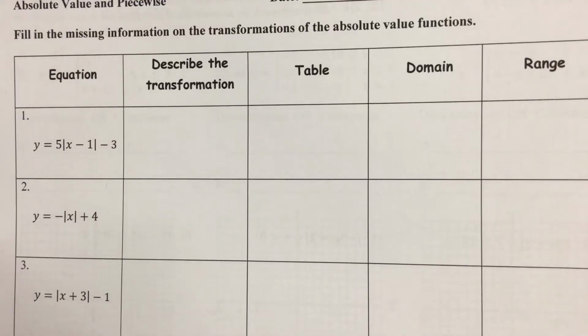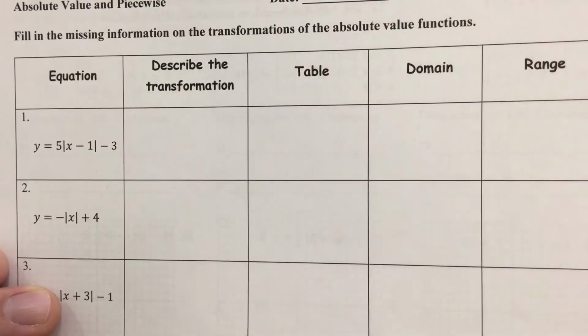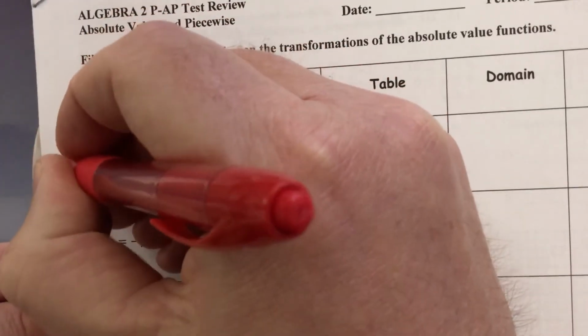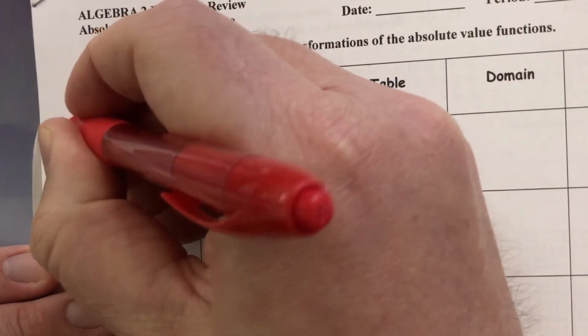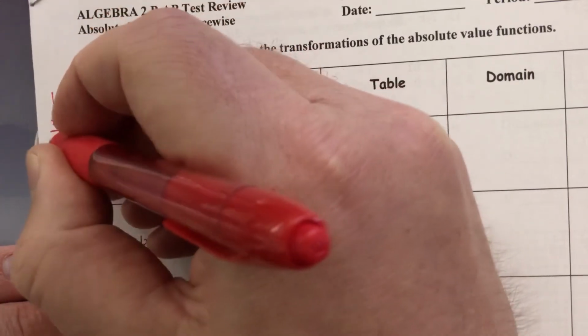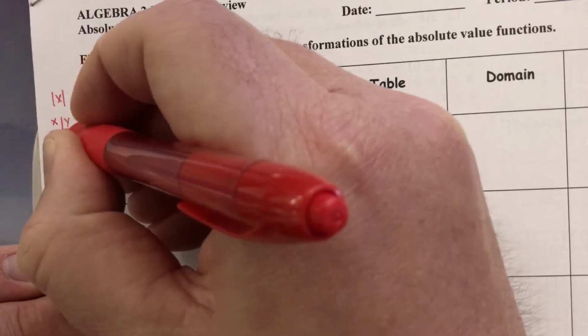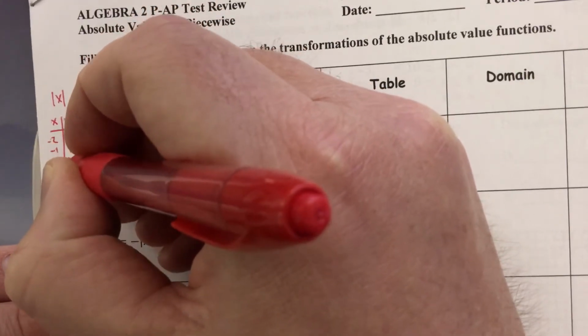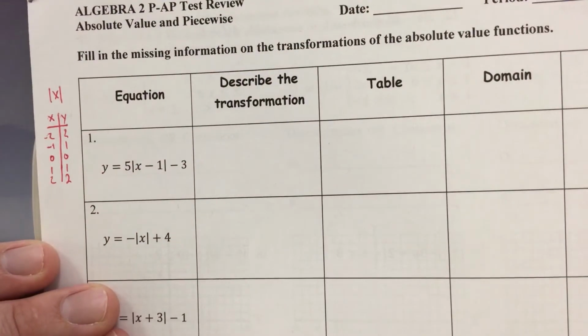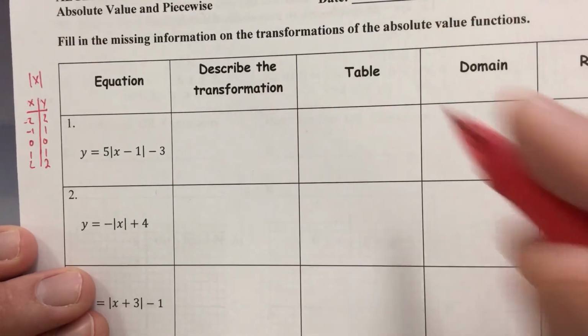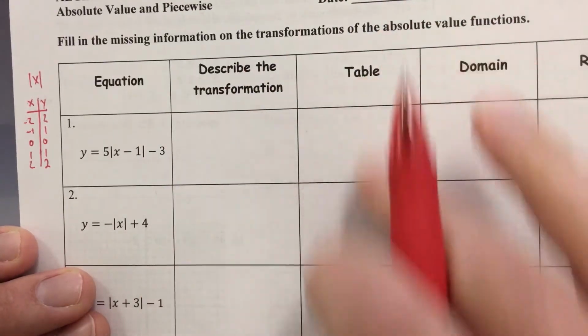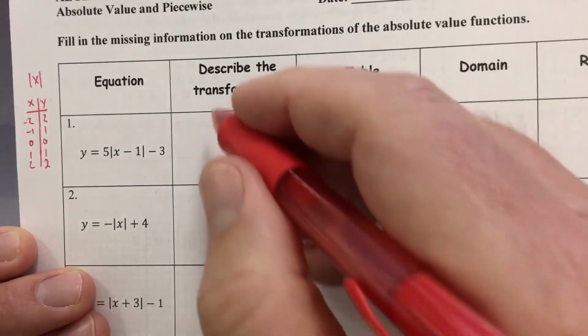Okay, here's the key for the test review for Monday, piecewise functions and absolute value. So the first type of questions, we're going to use the parent function table for absolute value of x. -2, -1, 0, 1, 2. Absolute value of -2 is 2, 1, 0, 1, 2. So we're going to refer to that table through these problems, especially this column right here. So describe the transformation.